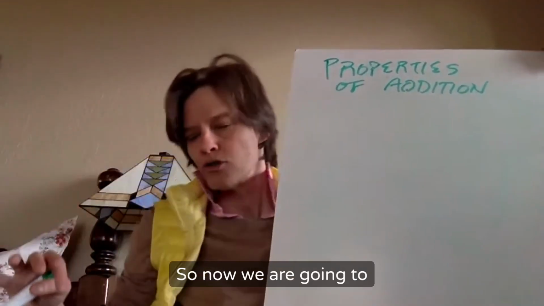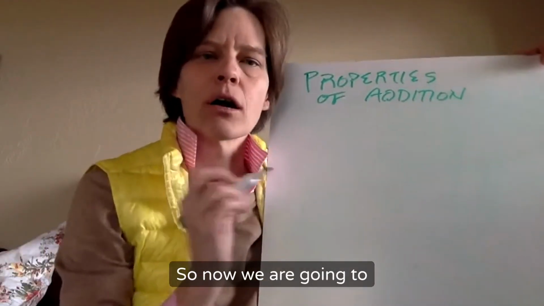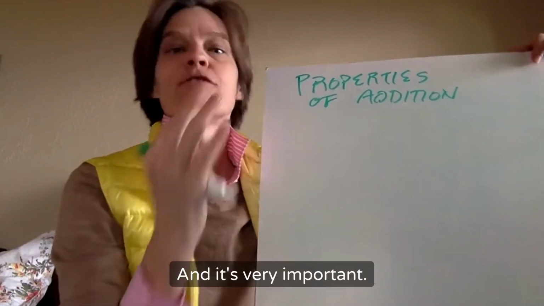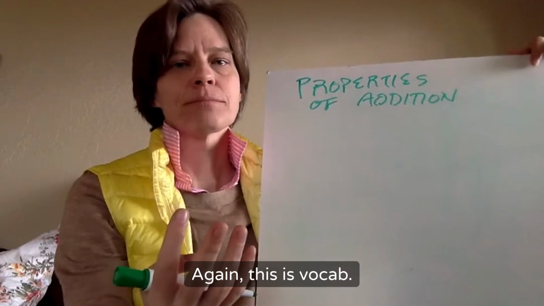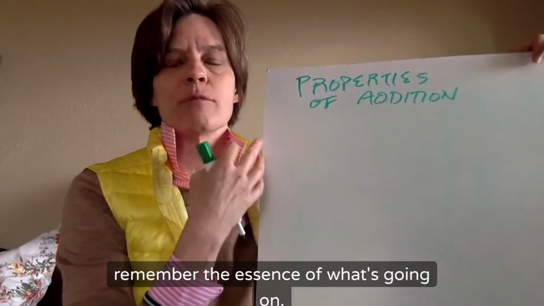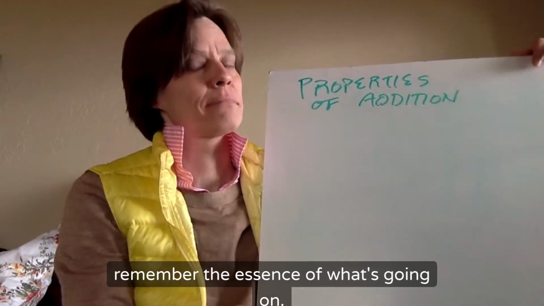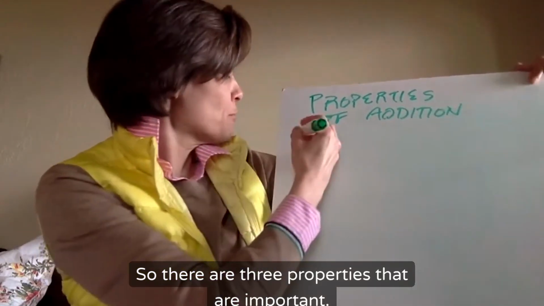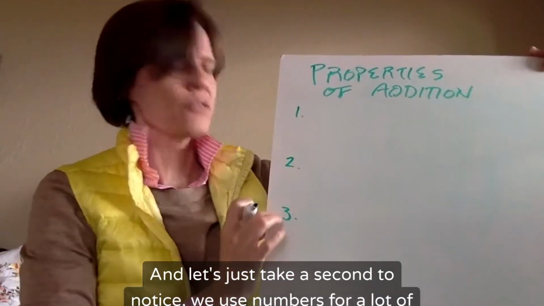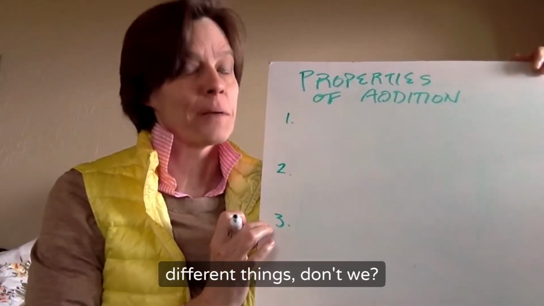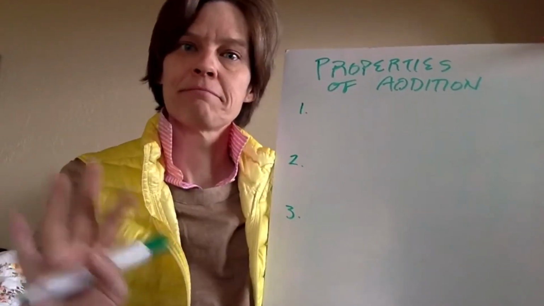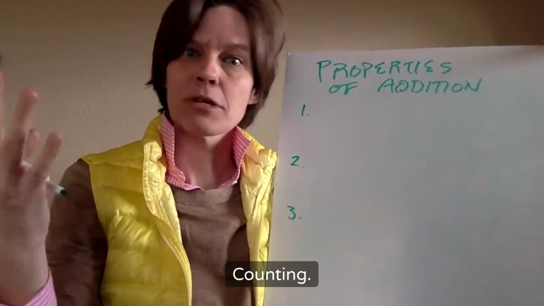addition now. So we are going to go through some examples and some ideas of properties, and it's very important. Again, this is vocab. It doesn't matter so much if you remember the exact thing as you remember the essence of what's going on. Please. So there are 3 important properties, and let's notice we use numbers for a lot of different things, don't we? But we're not bullet pointing things, we're counting. Again, math is about counting. Mathematics is counting.